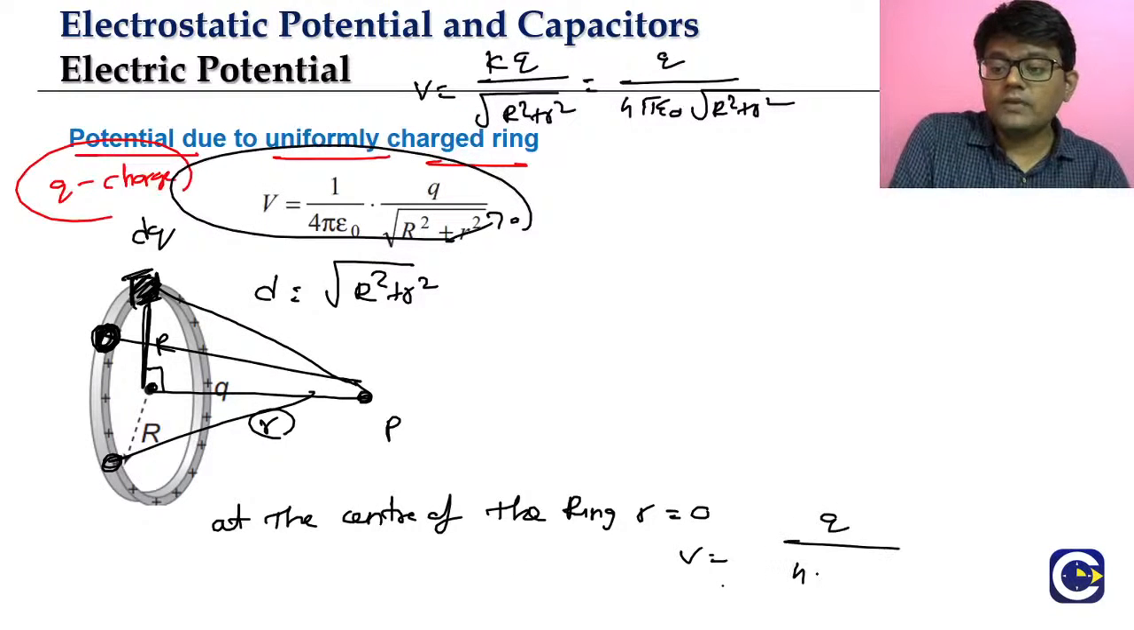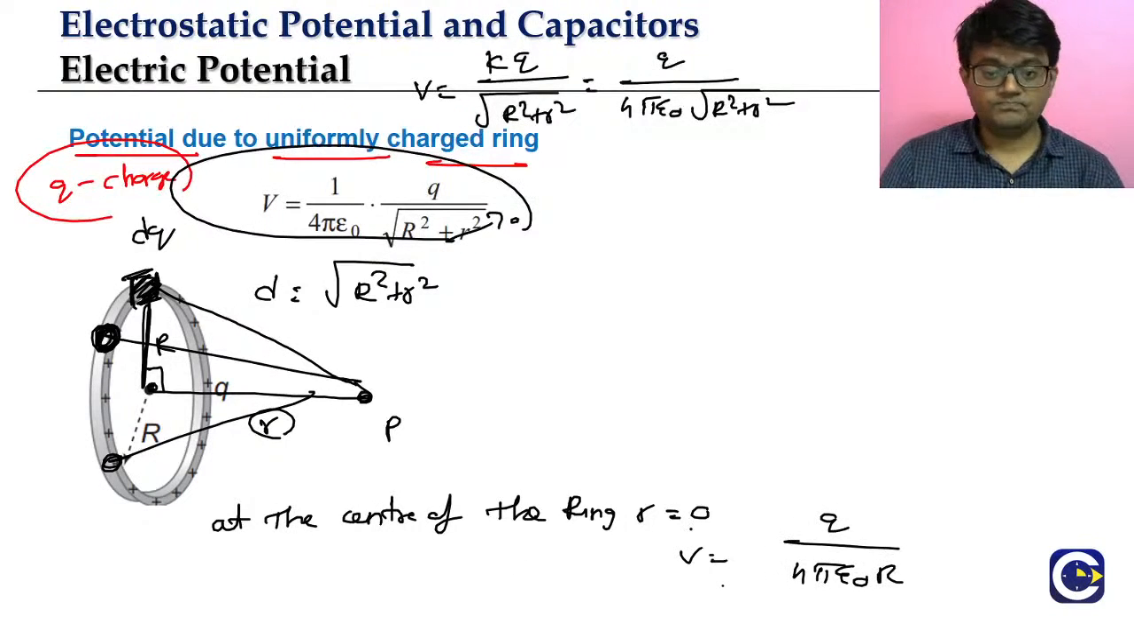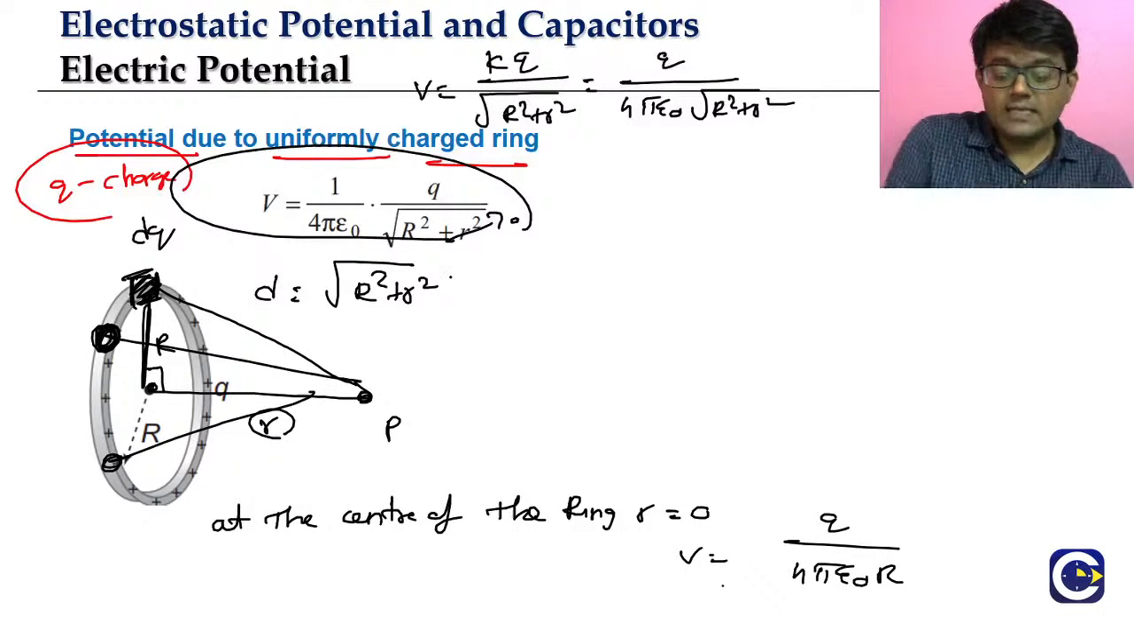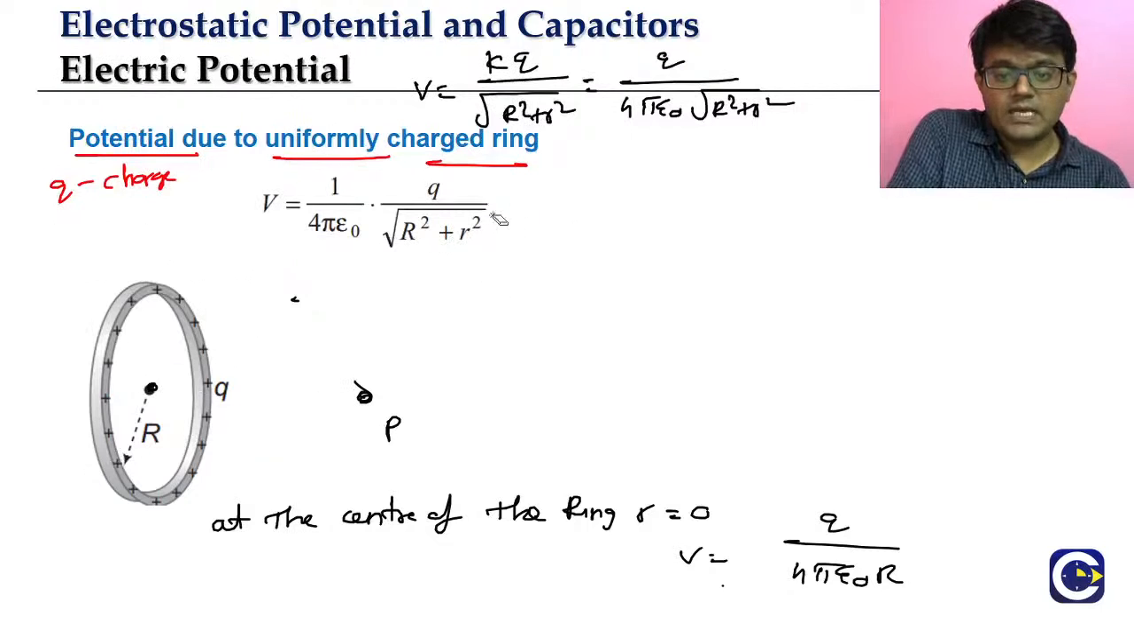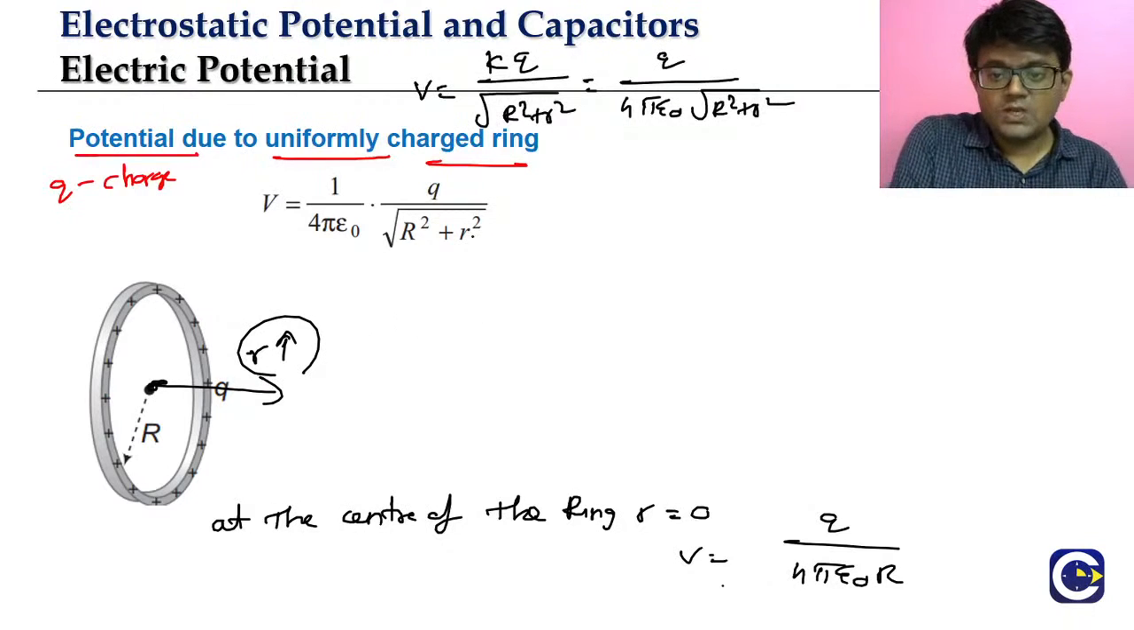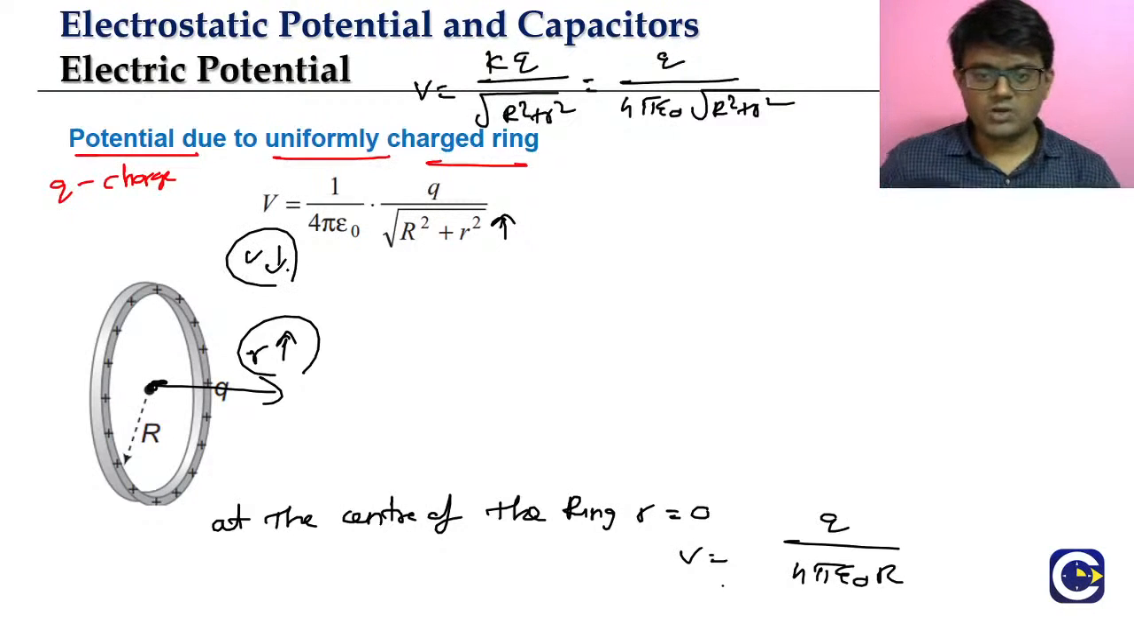q by 4 pi epsilon naught into capital R. So as we move away from the center of the ring, what is going to happen? Look at the denominator: root of capital R square plus small r square. If you move away from the center, the smaller r value will keep increasing. Denominator value is increasing, which means the total potential value will be decreasing.